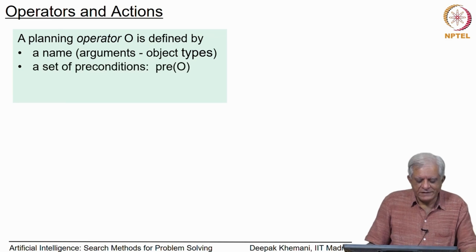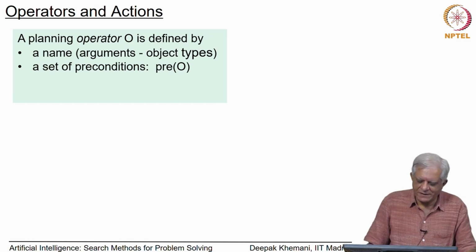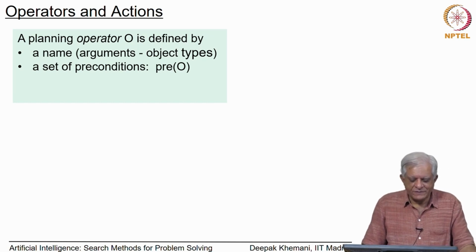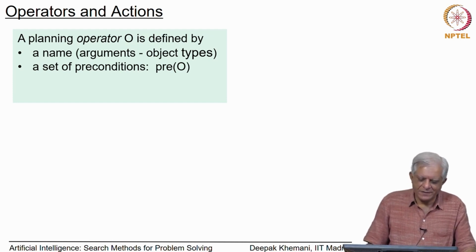Then an operator has to have a set of preconditions. These preconditions are descriptors in terms of the language that we have been defining, the predicates that we have chosen, and the implication of a precondition is that if the preconditions for the operator are true in a given state, then that operator will be applicable essentially.